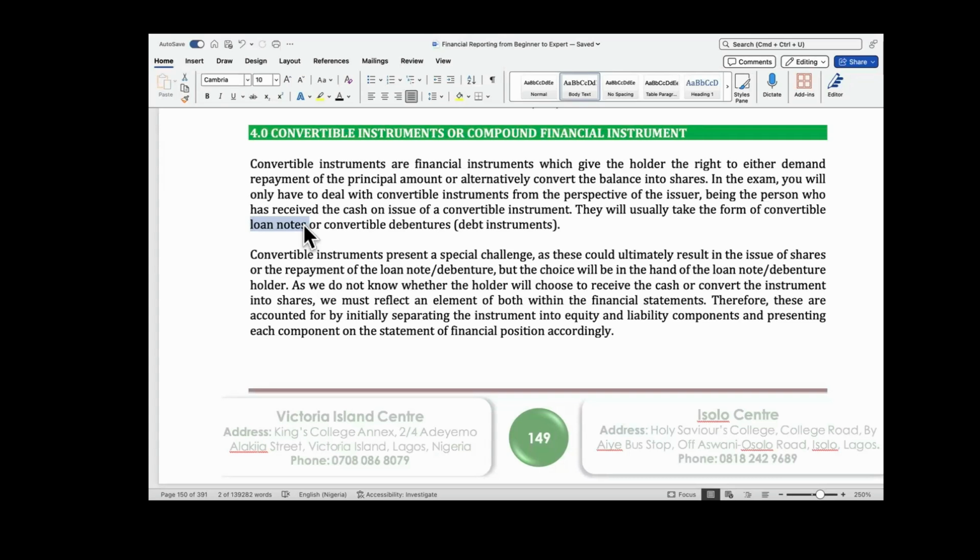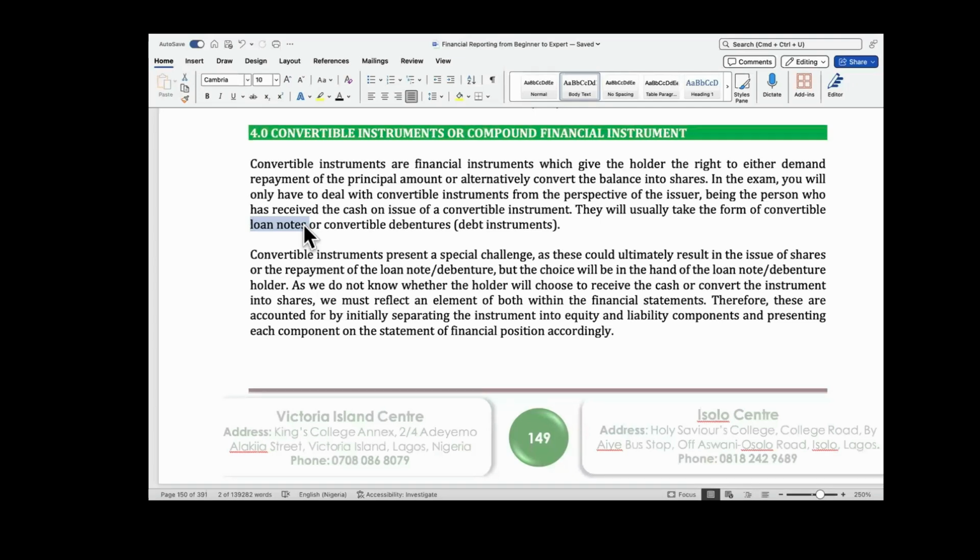You focus on the liability part first, because equity, as defined by the conceptual framework and IAS 32, is a residual interest in the assets of an entity after deducting all liabilities. So because equity is a residual interest, you only consider it last, after you have determined the value of your liability. So the focus is, let's get the value of our liability first.